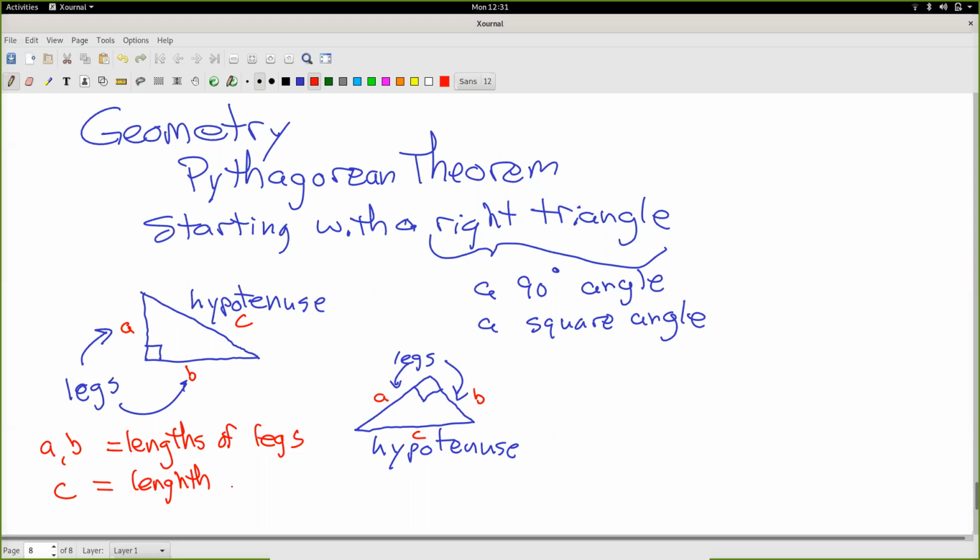So the legs have to be measured. Oops, got an extra letter there. Actually, it's just singular, isn't it? There's only one hypotenuse.